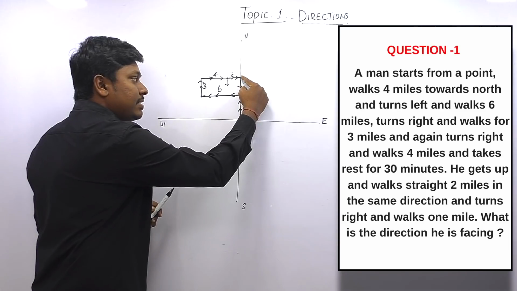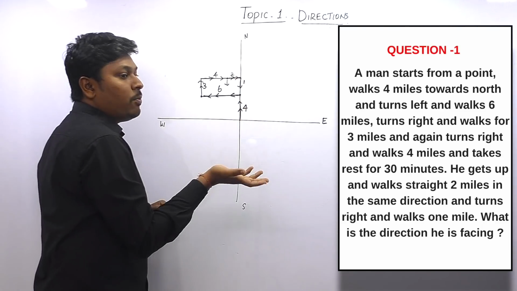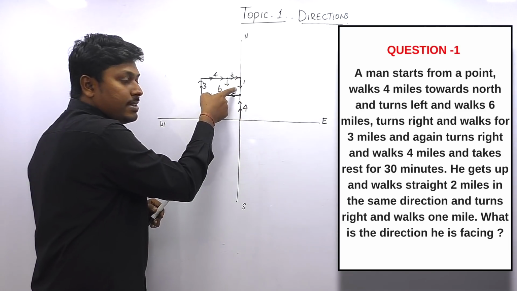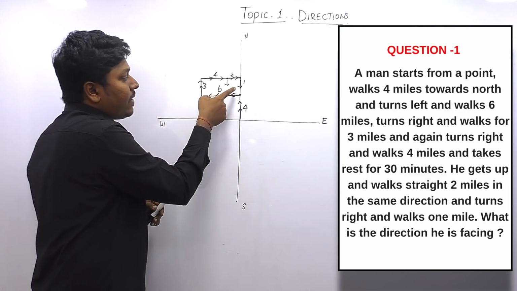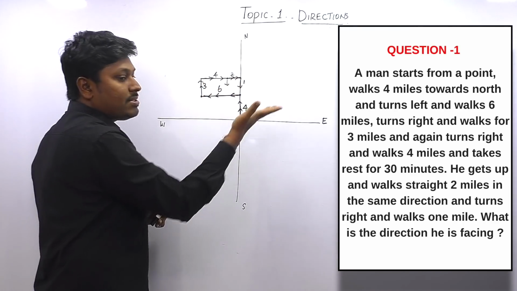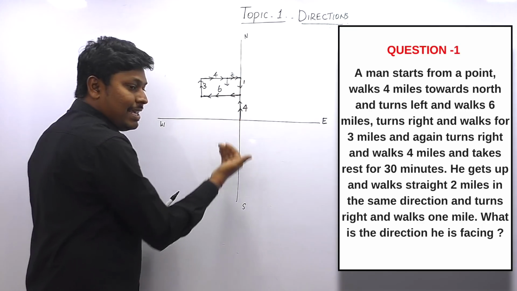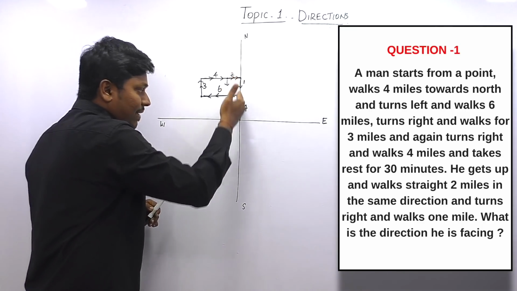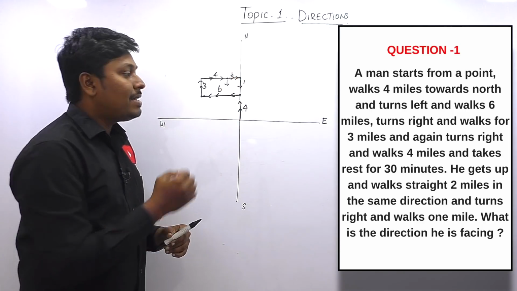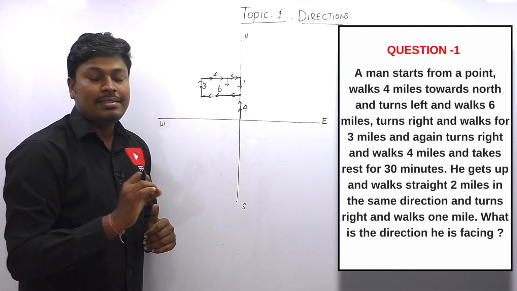So after reaching this point, he is taking right and walking 1 mile. So taking right will be this side and walking 1 mile. So finally, he reached this point. And what is the question? In which direction is he facing now? So now he is facing the south direction. So the answer for question number 1 is south.